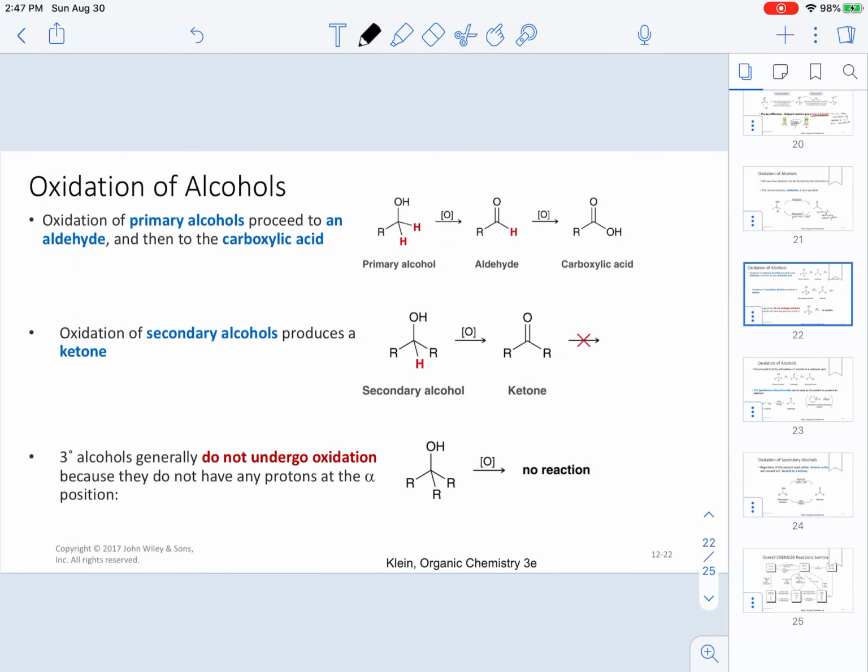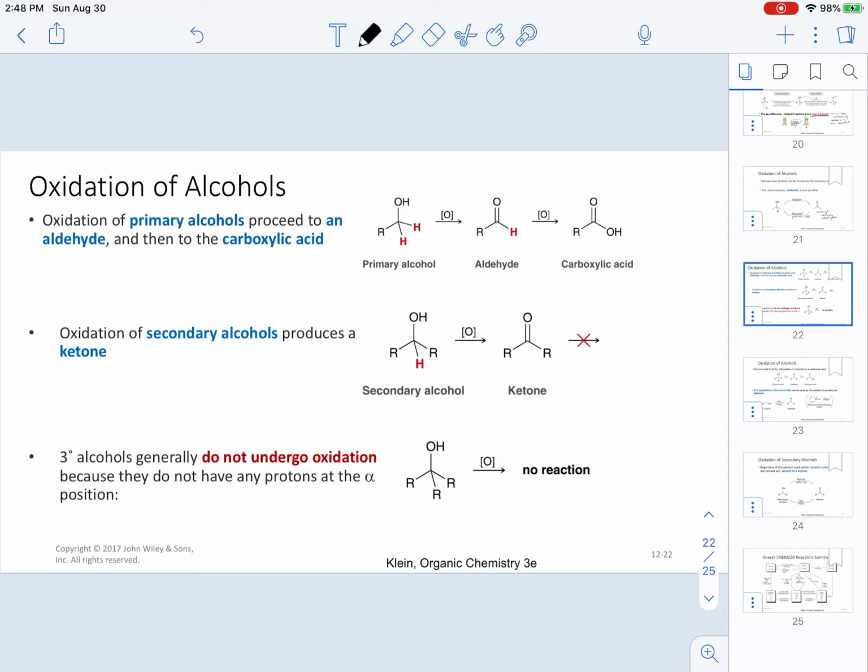So, when it comes to the oxidation of alcohols, remember that the alcohols that can undergo oxidation must have hydrogens at the carbon that is attached to the OH. That's why in oxidation conditions, primary alcohols and secondary alcohols can undergo oxidation. Specifically, as you can see, a primary alcohol will be oxidized to an aldehyde, or that aldehyde can be oxidized to a carboxylic acid. There's also ways in which we can go directly from primary alcohol to carboxylic acid.